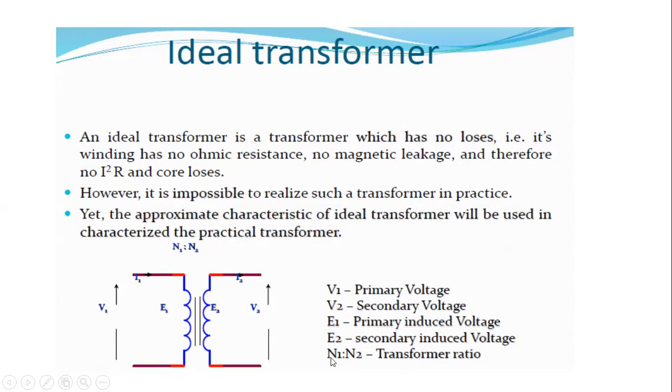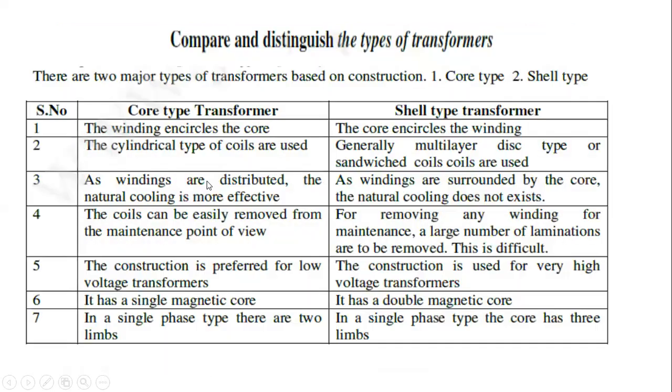If N1 is the number of turns in the primary winding and N2 is the number of turns in the secondary winding, if N1 is equal to N2, then the input will be equal to the output in the case of the ideal transformer. Why? Because they are equal, meaning no losses. Here basically we have no ohmic resistance losses, no leakage losses, no I square R losses and no core losses.